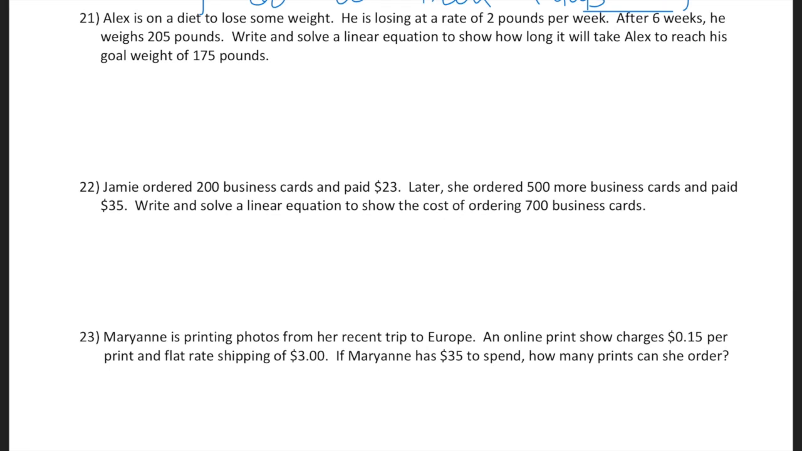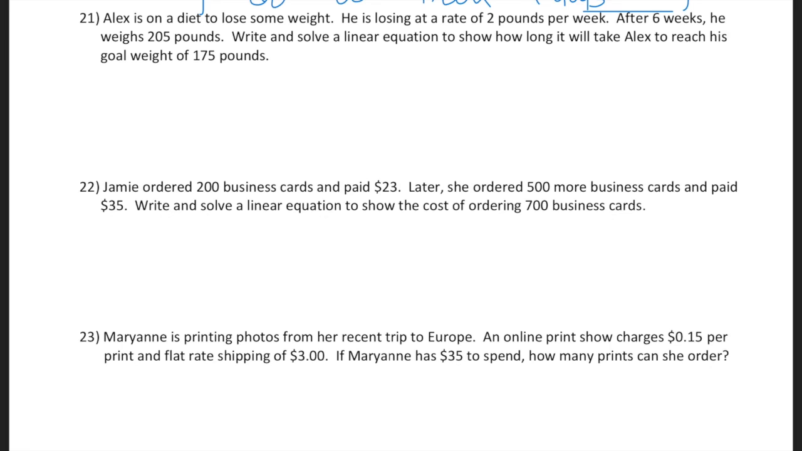Okay, so for number 21, Alex is on a diet to lose some weight. He's losing at a rate of 2 pounds per week. After 6 weeks, he weighs 205 pounds. Write and solve a linear equation to show how long it will take Alex to reach his goal weight of 175. So this one's a little bit tricky because we know he started at a weight higher than 205 and he's lost 2 pounds per week to get there.